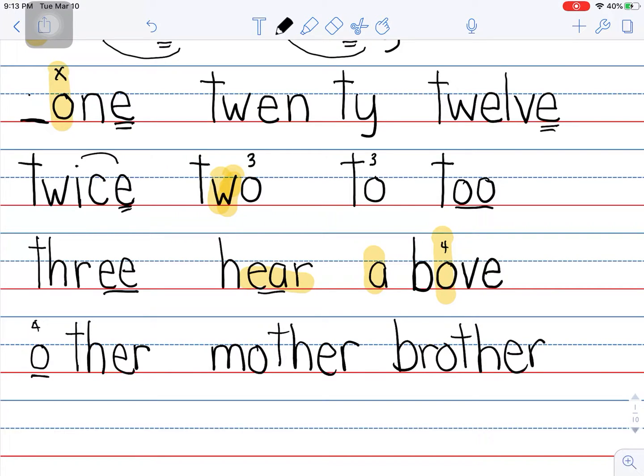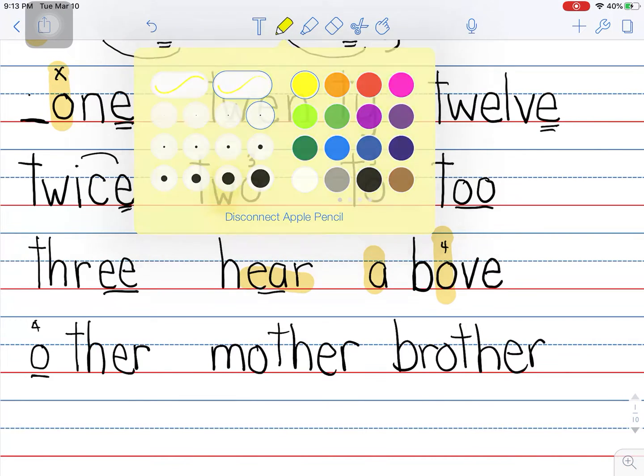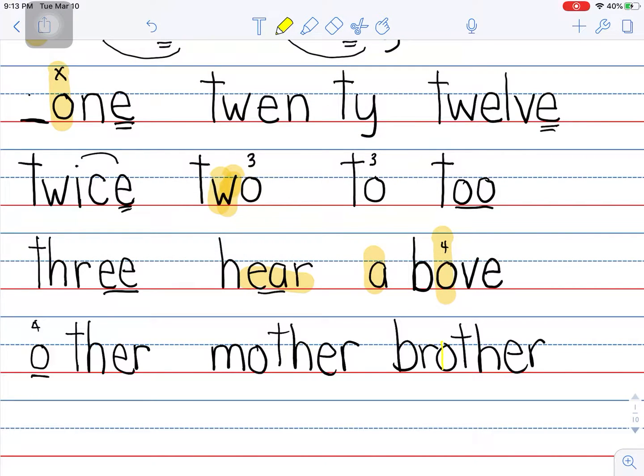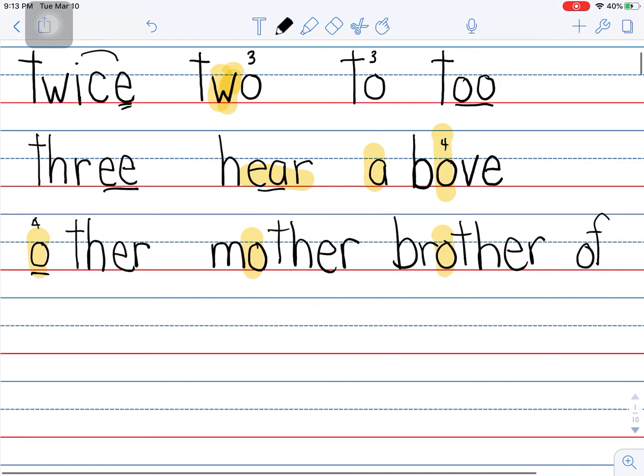Remember, this is where the words used to be spelled with U's, and at one point in time when books were handwritten, they changed the spelling of the U to an O, so it was easier to read. So other, brother, mother, and then also the word of, which you remember. So the spelling got changed. We use the fourth sound of the O in these words. Okay.